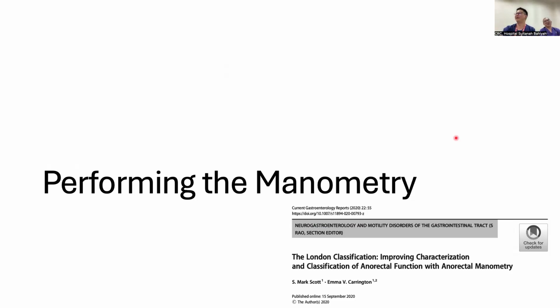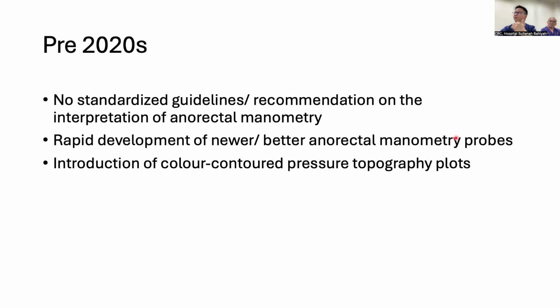So let's talk about performing the manometry, and the manometry is going to be based on the 2020 paper written by Scott et al., a beautiful paper which has managed to successfully stand the test of time. Now, before 2020s, it is not that there is no such thing as anorectal manometry. Anorectal manometry has been existing for almost 4 to 5 decades at the time of the publication of this paper. But the problem was that there were no standardized guidelines, nor any recommendation on a standardized way of interpreting anorectal manometry.